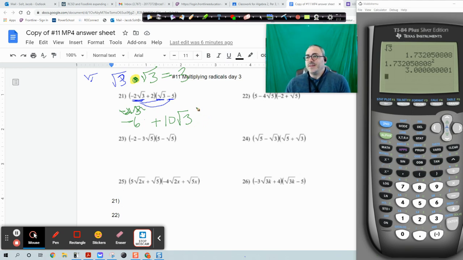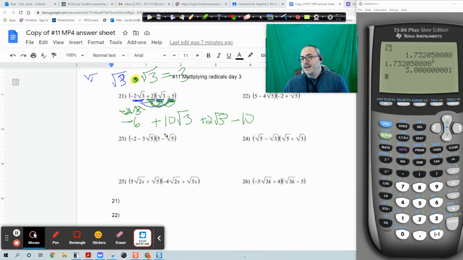Woo, I have more to do. Now I have to take this 2 and times it by this, and then times it by this. This times that, and then this times that. So 2 times radical 3 just becomes 2 times radical 3. There's nothing for us to do there. And then 2 times negative 5 becomes negative 10.